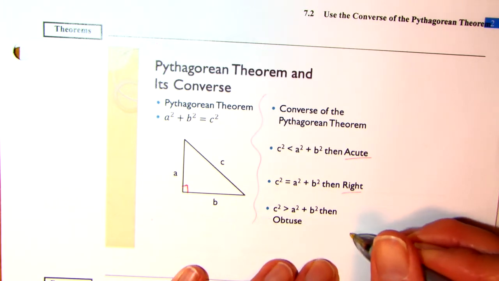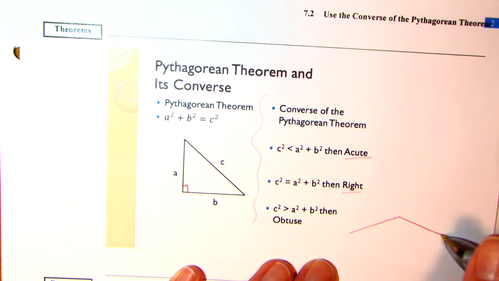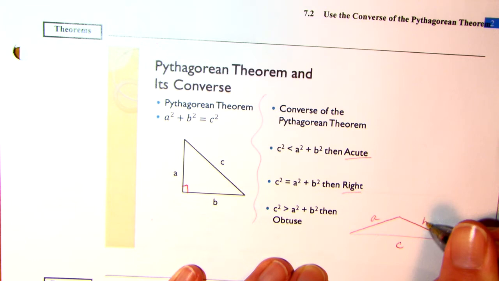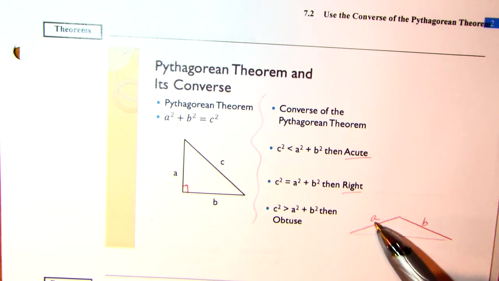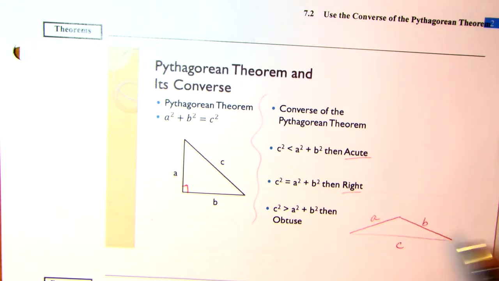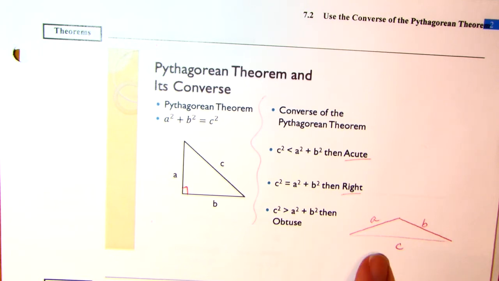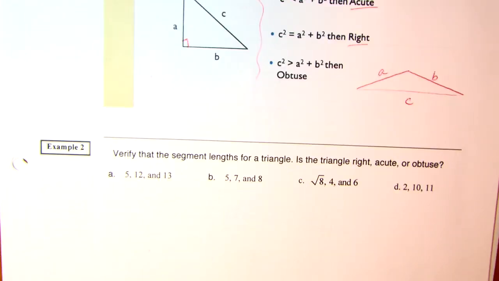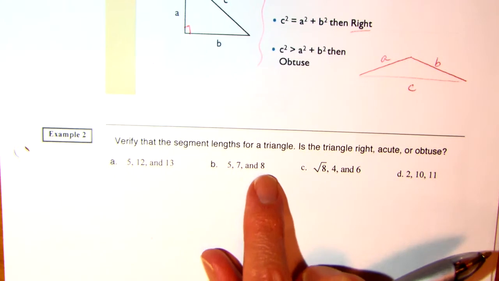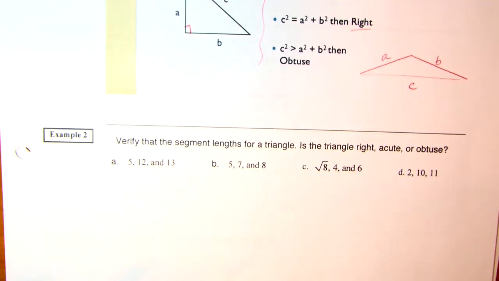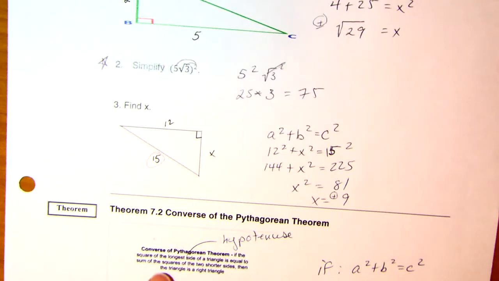So let's think about this. If you have an obtuse angle, these two, when you square, there's no way, once a number gets larger and larger, the square value just really gets larger. So if this turns out to be larger, you have obtuse. So verify the segment's lengths for a triangle, if it's right, acute, or obtuse. So remember, you're always going to add up the two smaller sides. And that's why I had that one page right here.